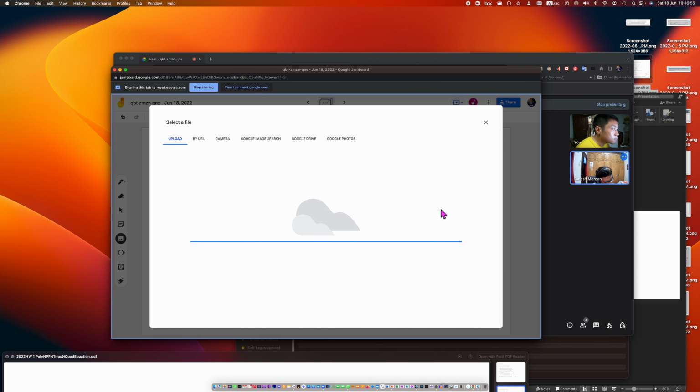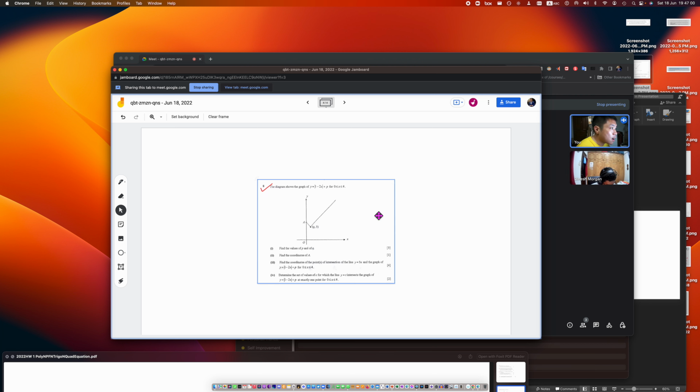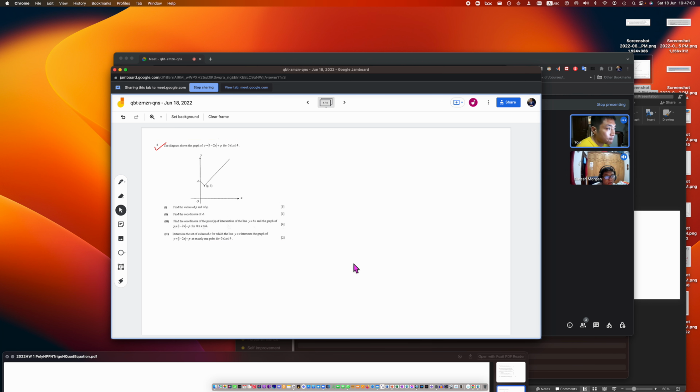Is this the one? Yes. Okay, good. So there are 4 parts. Do you have any idea how to do any of these 4? Have you attempted any of them? I don't know how to start. Okay, just to understand, do you know the meaning of the modulus sign here?